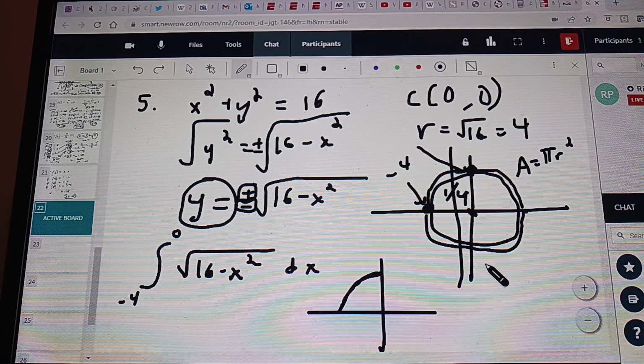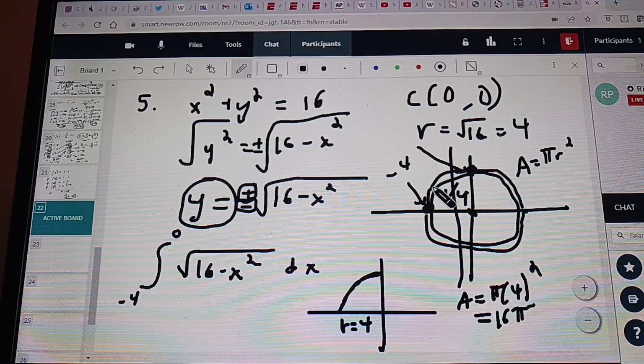I'm doing 1/4 of a circle. And this circle has a radius of 4. So by geometry, the area of a full circle is pi r squared. This entire circle would have a 16 pi area, but I'm only doing 1/4 of it, so mine has a 4 pi area.